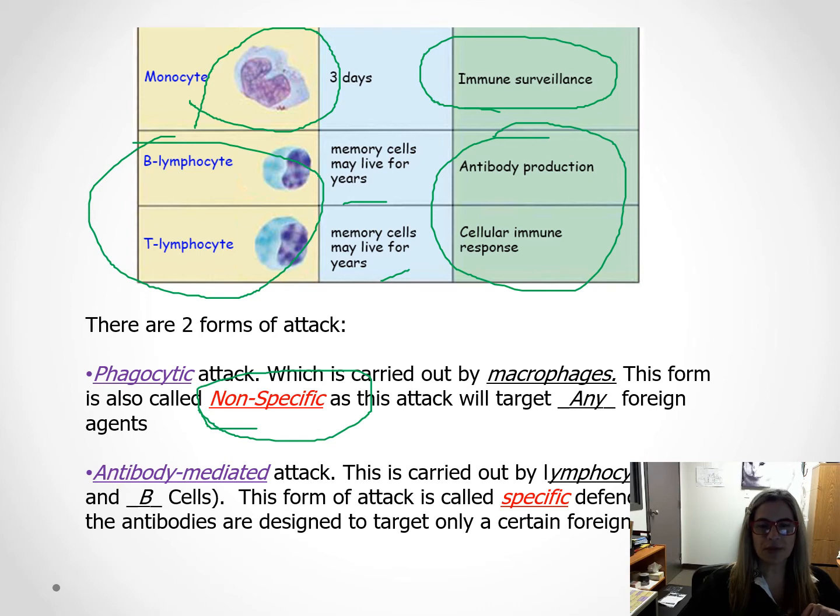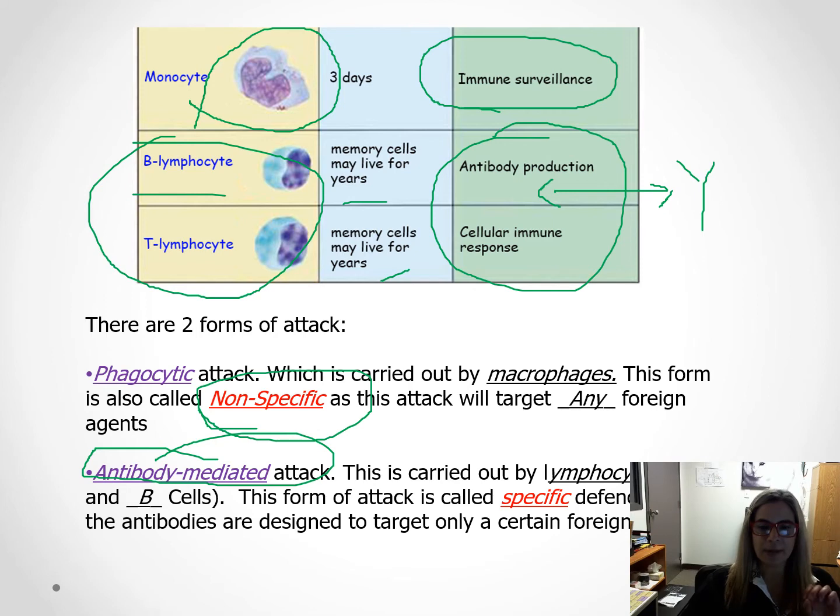So you'll notice there's a bit of a difference here because it says the B lymphocytes or the B cells are antibody production. And what that means is that the B cells make antibodies specifically. The T cells are involved in assisting the B cells in making those antibodies because they give information to the B cells about what kind of antibody to make. But it is the B cells specifically that are responsible for creating antibodies. So when we talk about what the lymphocytes do, that's our antibody-mediated attack.